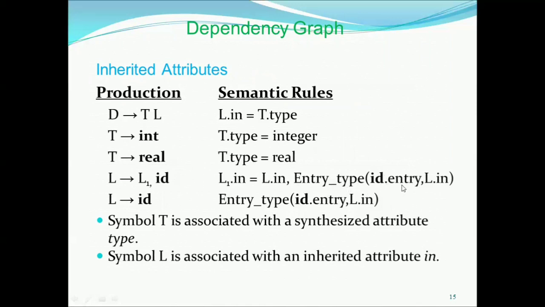My ID dot entry is nothing but the value I'm going to get from the lexical analyzer, and my L dot in is nothing but the value I already got from my T dot type. That is an inherited value, so the call will be made, and that particular ID will be entered into the symbol table.